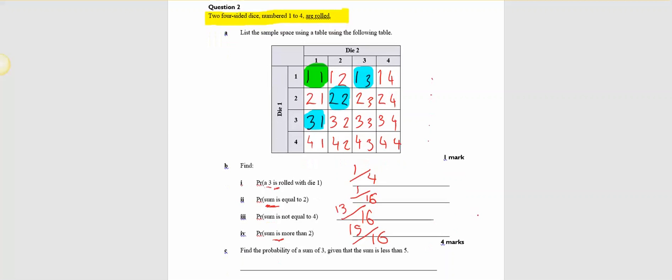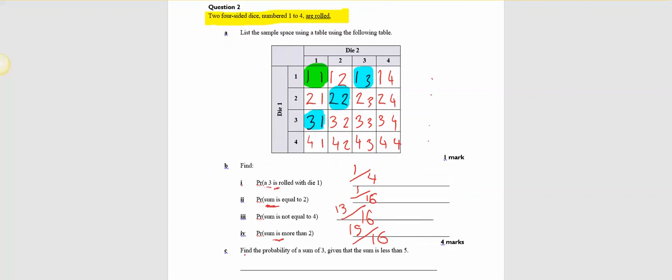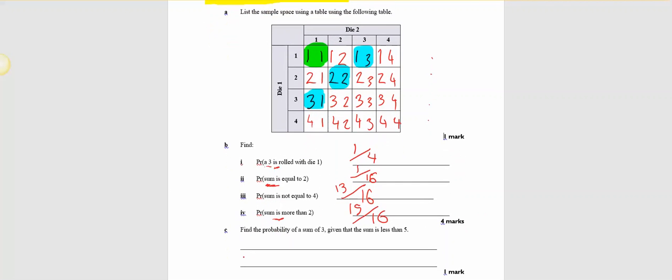The last question here is, what's the probability of a sum of 3 given that the sum is less than 5? So we're only talking about the ones that have a sum less than 5, and that is only these ones. We're not interested in the rest, because that is equal to 5 or more, and this says quite clearly it is less than 5.